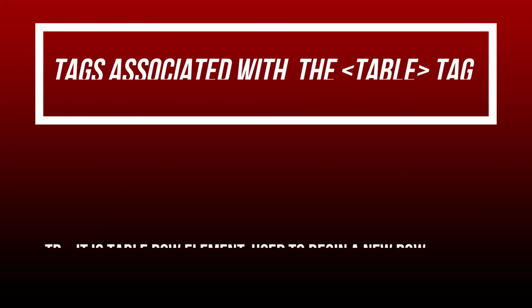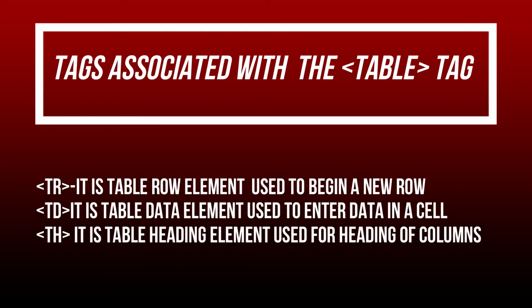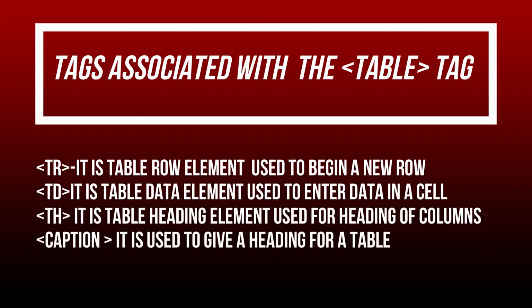See, these are the different tags that are associated with the table tag. The TR tag is used to begin a new row. TD tag is used to enter data into the cell. TH tag is similar to TD tag, but the only difference is it is used for giving heading to a column. And the caption tag is used to give heading to the table.